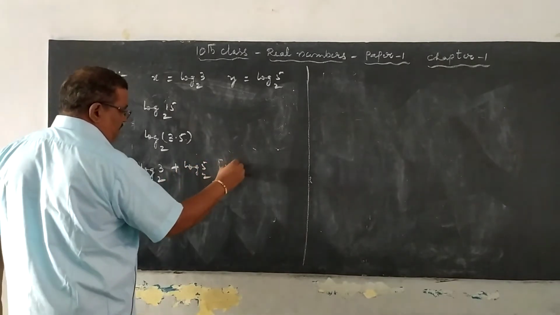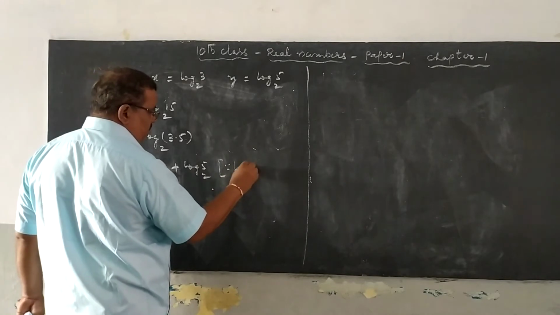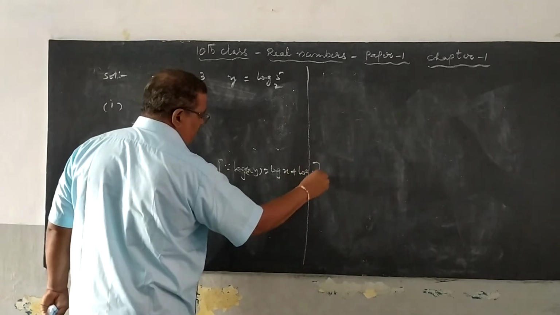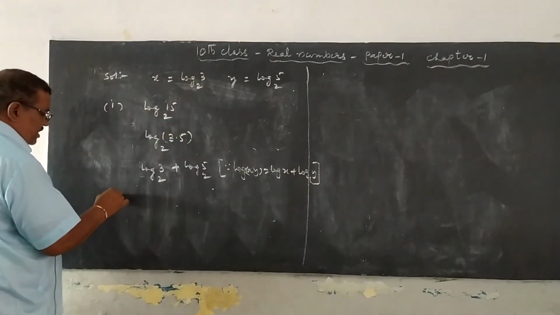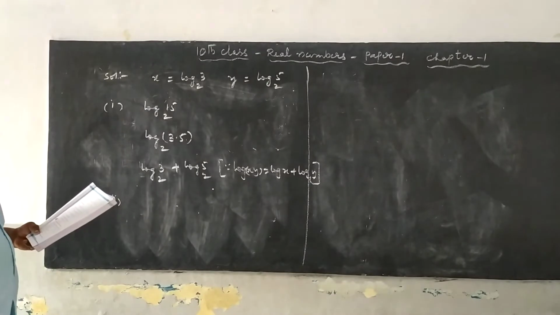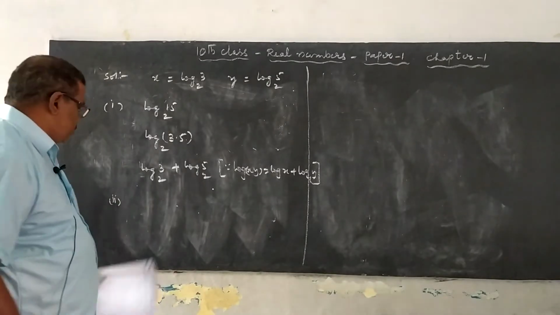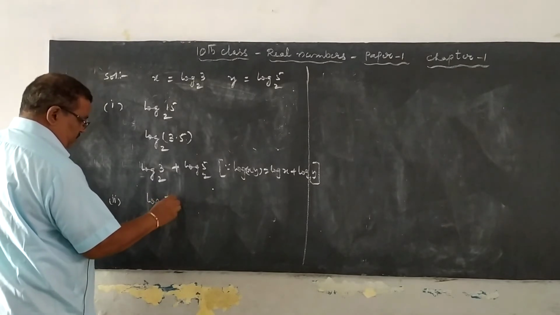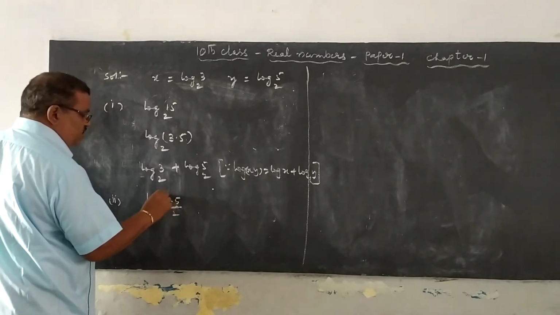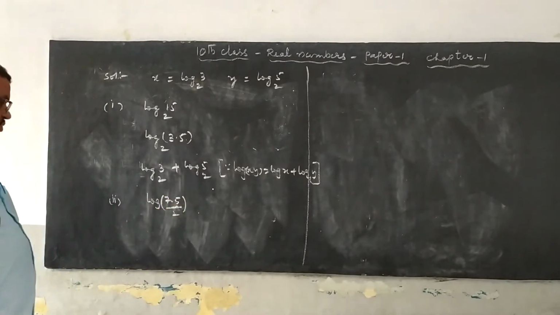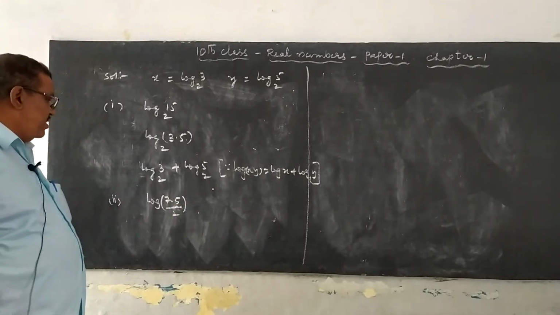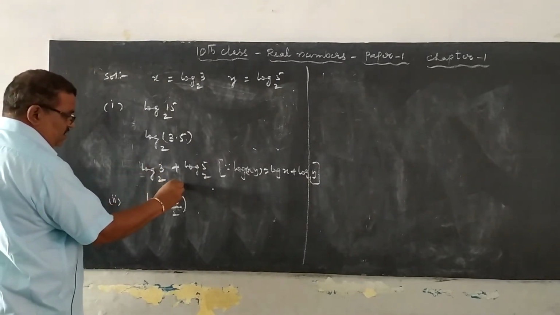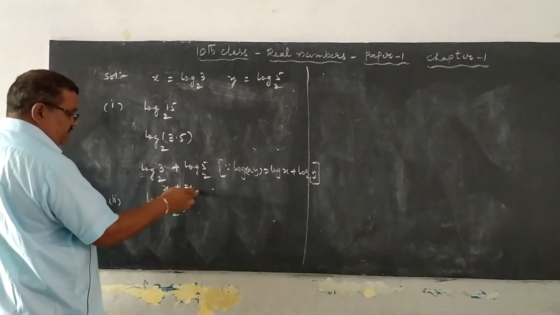Since from the supporting formula, log xy is equal to log x plus log y. The second one is log 7.5 base 2. How do we have to write this one in terms of x and y? In the first problem, log 3 base 2 is x and log 5 base 2 is y. So x plus y is the answer.